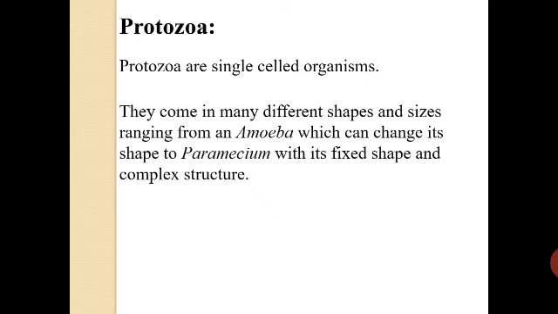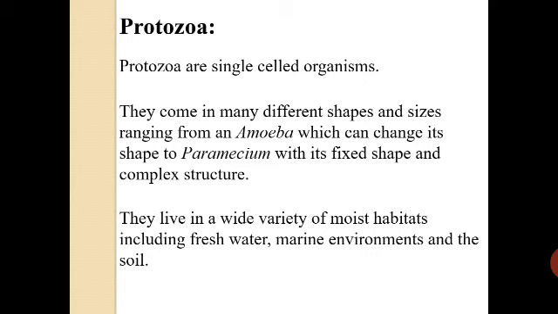It can move from one place to another by changing its shape with the help of false feet, which are also called pseudopodia. So this is one category of protozoa which is able to change shape, and there is another one, paramecium, which is very fixed and cannot change its shape. Both are under the same microbes, but still they are different from each other. That is how there is variation in protozoa. And mostly they are found in freshwater, marine environments, and the soil.